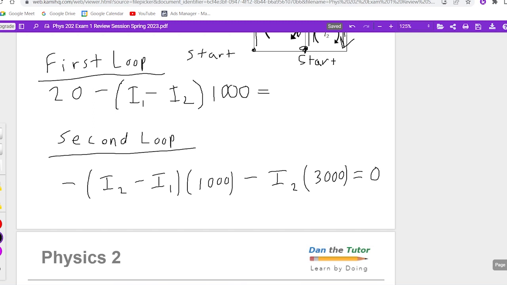Okay, now, is this still the second loop? Sorry, is this still the second loop? Yes, it is still the second loop. Okay, now we're done with the second loop. I forgot, wait, hold on, there's a 0 here. Okay, so now we're done with the first and second loop equations.